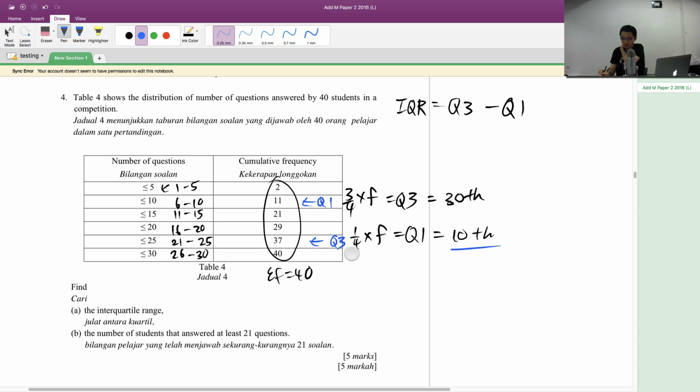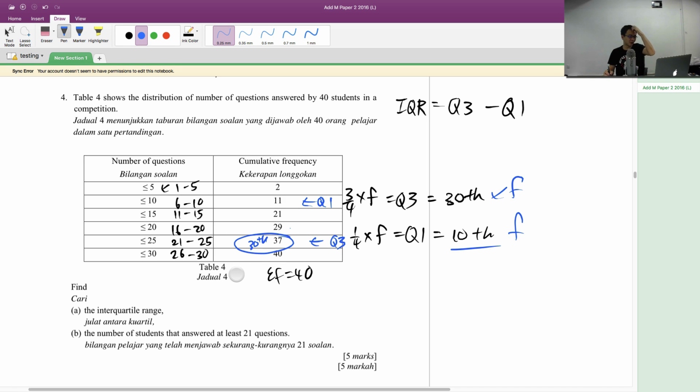Yes, right. This one is for frequency. You are not looking at this value, you are not looking at the number of questions. Okay, we are talking about frequency. So frequency, that means 30 should be somewhere here, because over here is 29 already. So the next one, from 30 to 37, everything falls in this class.